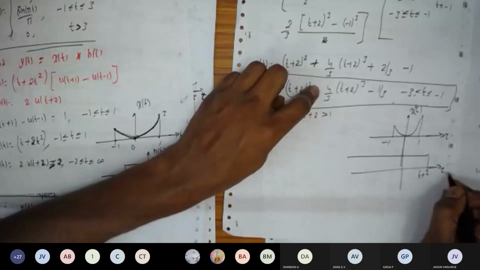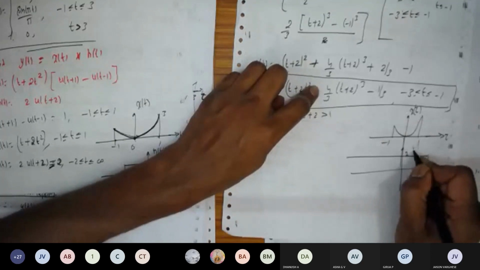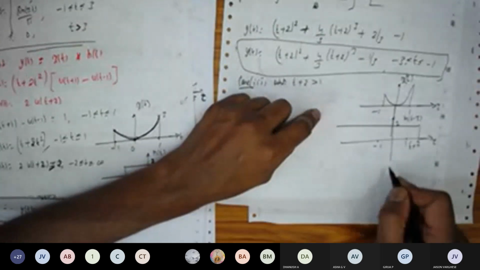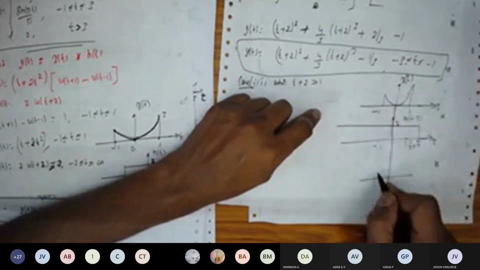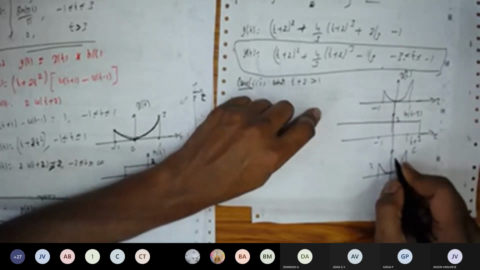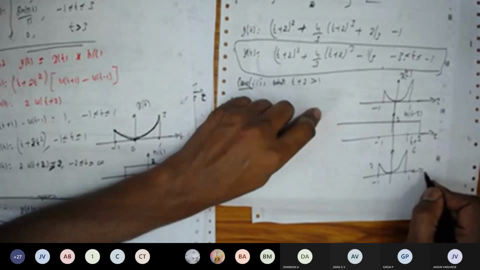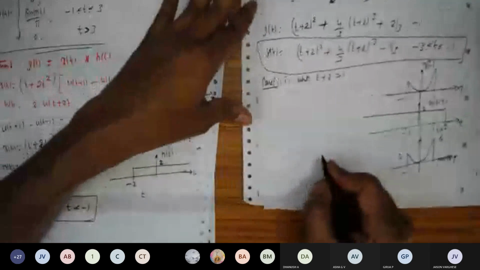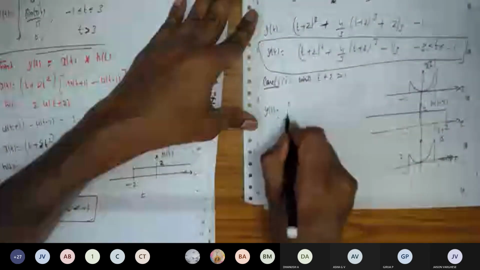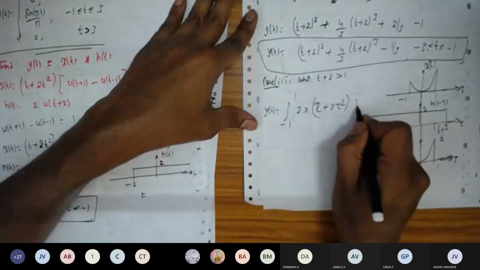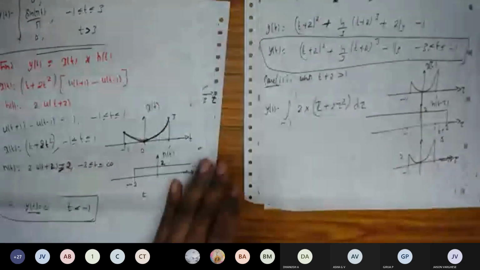So t plus 2, so this is 2 here. This is h of t minus tau. Assume somewhere here 1, somewhere here minus 1. When you take the product of this, it will become 2 and 6 here, from minus 1 to plus 1. So we can define y of t as the integral from minus 1 to plus 1. The product of this one is 2 tau plus 2 tau square d tau. So do integrate.